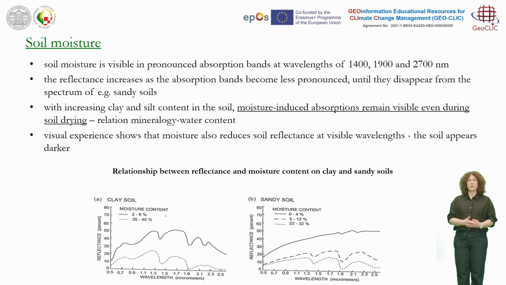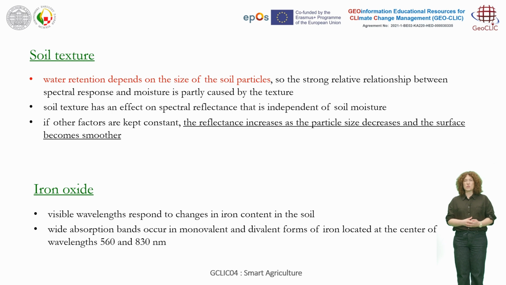In the clay, soil absorption features of water still become visible even when the soil is dry. In sandy soil, absorption features disappear when the soil is dry. With increasing clay and silt content in the soil, moisture-induced absorption remain visible even during soil drying. This is relation mineralogy, water content. Clay and sandy soil texture is very connected to the water retention because it depends on the size of the soil particles. If other factors are kept constant, the reflectance increases as the particle size decreases and the surface becomes smoother.